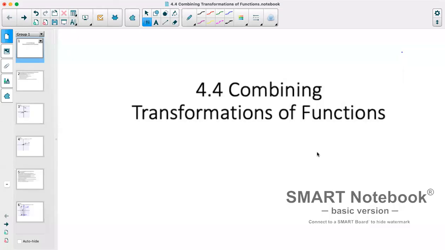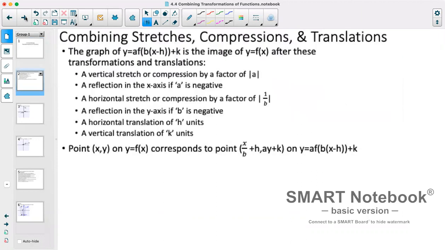Hi, today we are looking at section 4.4, which is combining transformations of functions. So we'll be combining the translations as well as reflections and compressions and stretches all together today. So combining stretches, compressions, and translations, a graph of y equals af(b(x minus h)) plus k is our image of y equals f of x after the following transformations and translations.